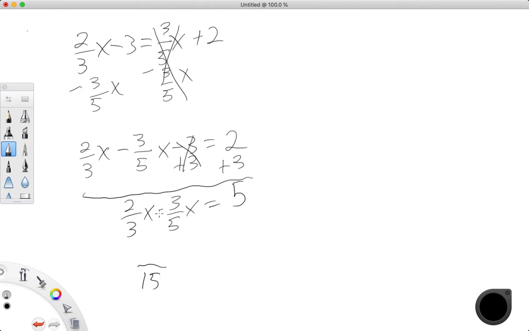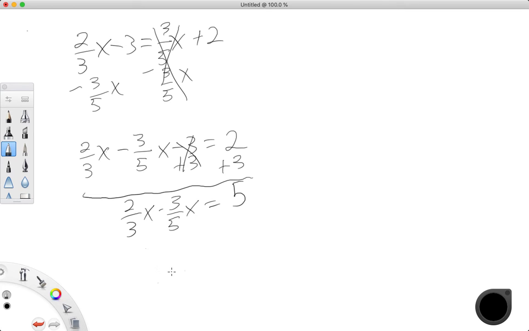And then 2x minus 3x, that is -1. So -1/15 x. That's not correct because I got a common denominator, but I didn't adjust the numerators. So let's just get rid of that real quick. I could edit this out, but I think I'll leave it in just because.